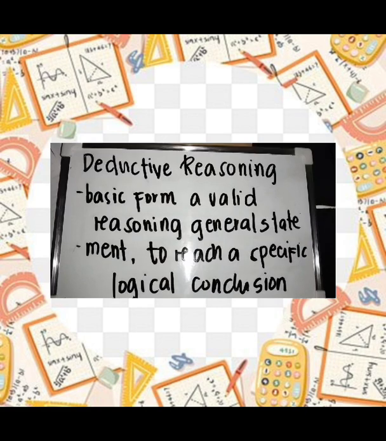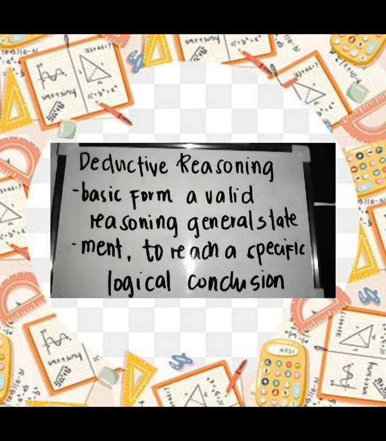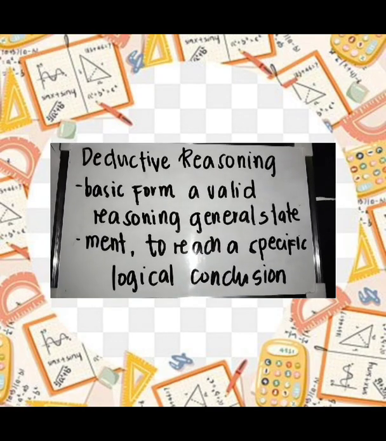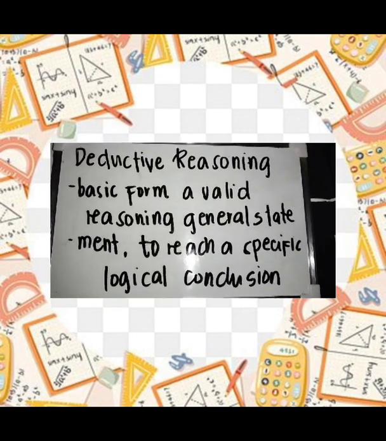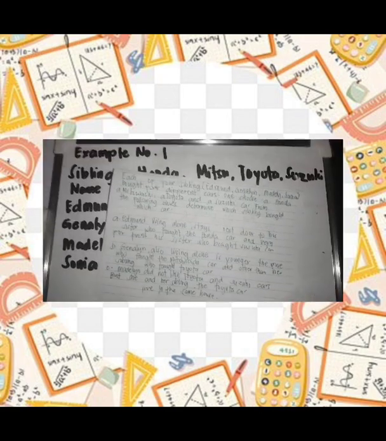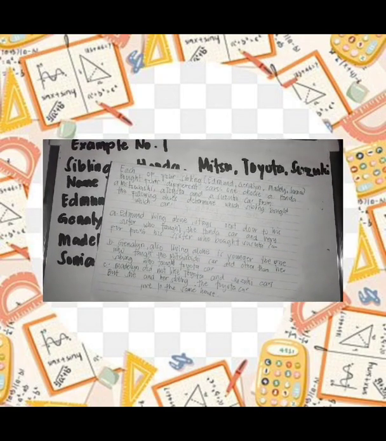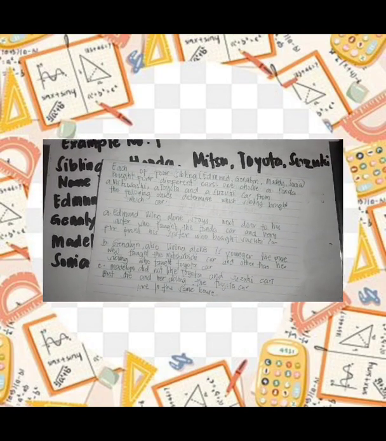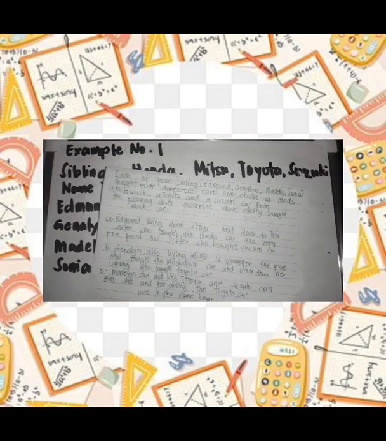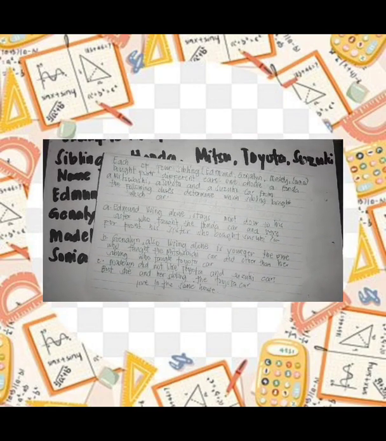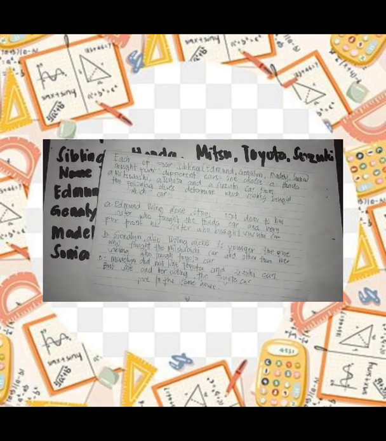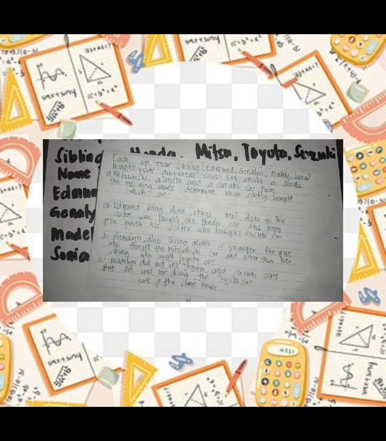We will proceed to deductive reasoning. Deductive reasoning is a basic form of valid reasoning, from a general statement to reach a specific logical conclusion. In deductive reasoning, this is the example. Each of four siblings, Edmund, Jeneline, Madeline, and Sonia, bought a different car. One chose a Honda, a Mitsubishi, a Toyota, and a Suzuki. From the following clues, determine which sibling bought which car.